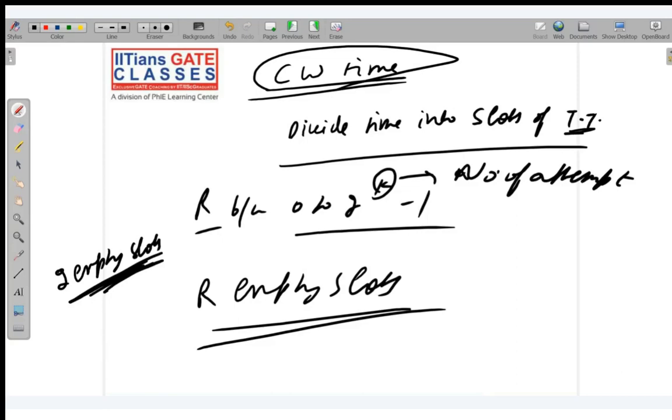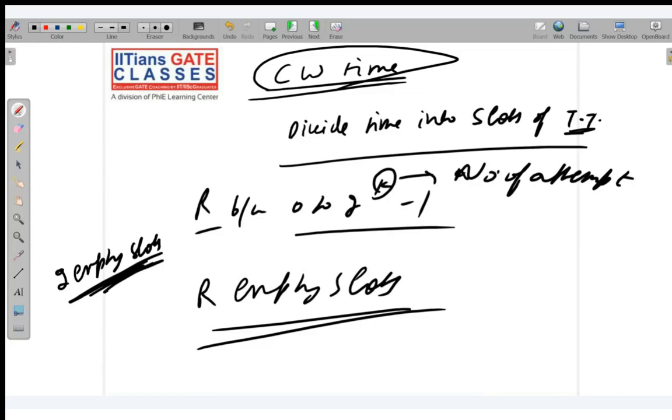Next, after IFS time, the station does not send the frame immediately. Rather, it chooses a random number of slots as its waiting time.